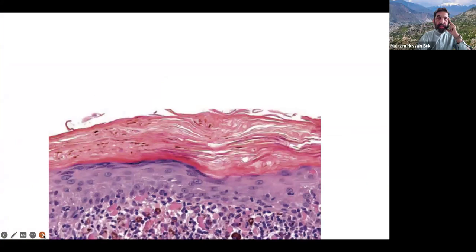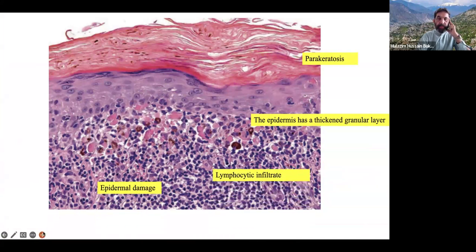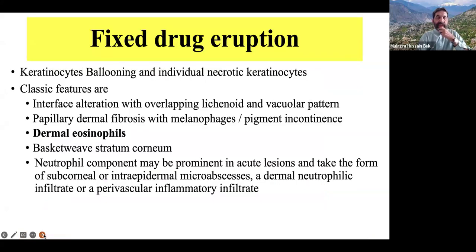Microscopically, we see parakeratosis. This is epidermal thickening. If you see the dermoepidermal junction, there is squamatization, and then there is a lymphocyte infiltrate, then epidermal damage, then eosinophils, which are not important but sometimes present. And you sometimes see a lichenoid tissue reaction. You can see a fixed drug reaction, but the history is very important.